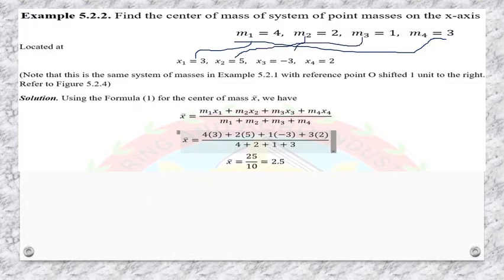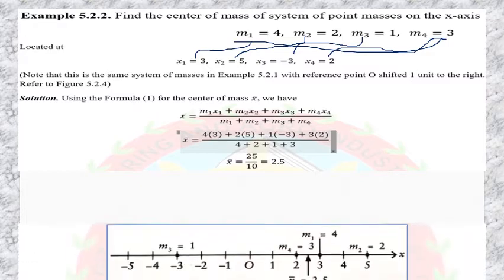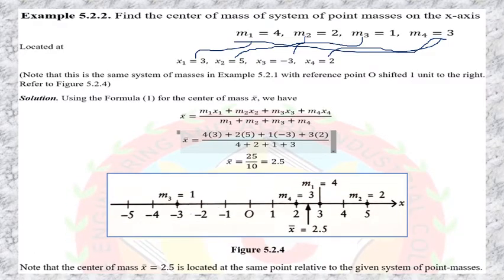m sub 3 is located at x sub 3 equals negative 3. And then m sub 4 is located at x sub 4 equals 2. Note that this is the same set of masses as in the previous example, with reference point O shifted 1 unit to the right. Okay. So, this is Figure 5.2.4.